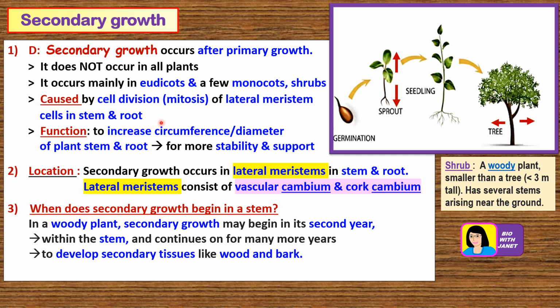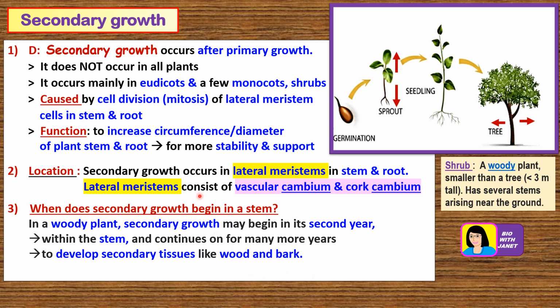So again, growth is always caused by cell division or mitosis of meristematic tissues. In this case, it's caused by the lateral meristem in the stem and root. Let's find out more about the lateral meristem. Its function is to increase the circumference or diameter of the plant stem and root. As shown here for this apple tree, the stem or root will thicken when secondary growth occurs. This is to provide more support and stability for the growing tree. If not, the stem may break if it cannot support the leaves.